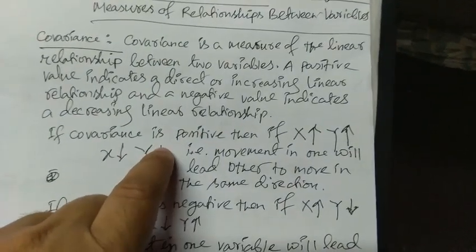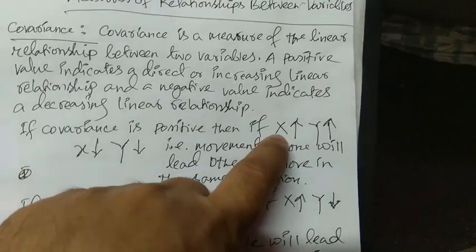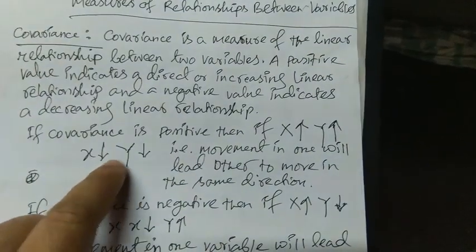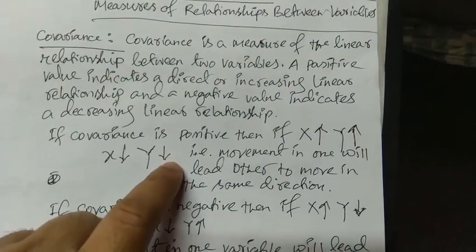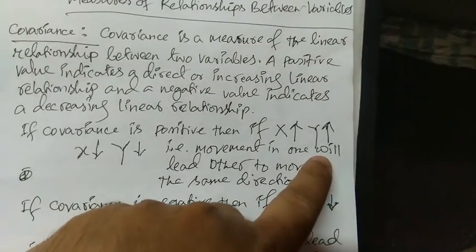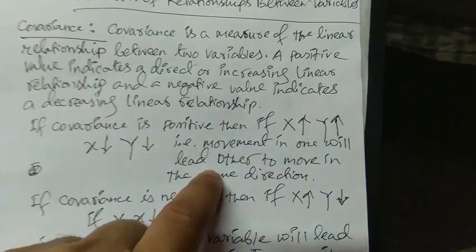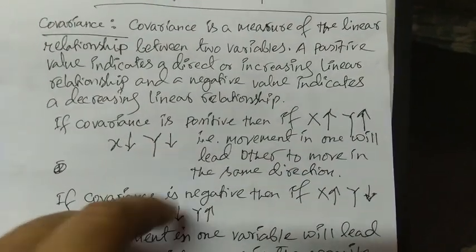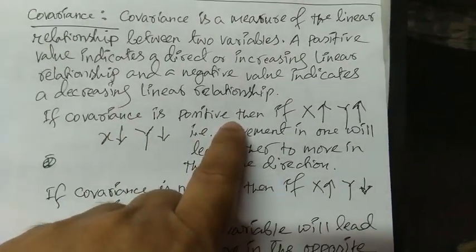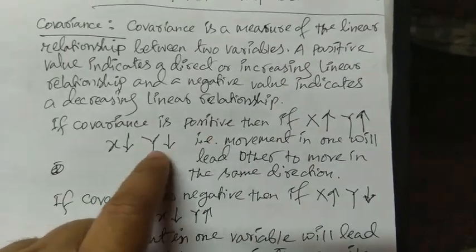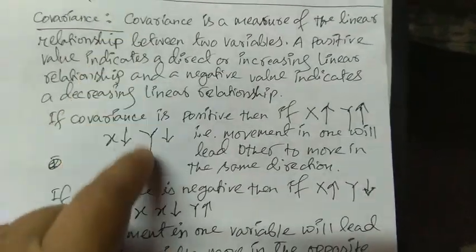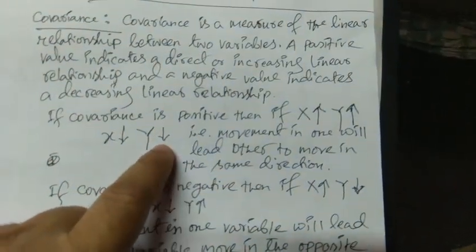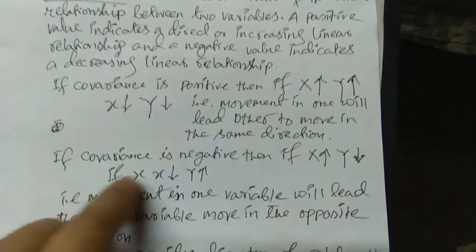That means if covariance is positive, then if x goes up, variable y will also go up. If x goes down, y will also go down. That means movement in one variable will lead the other variable to move in the same direction. Both x and y will move in the same direction if covariance is positive. When they go up, they will both go up. When x goes down, y will also go down.